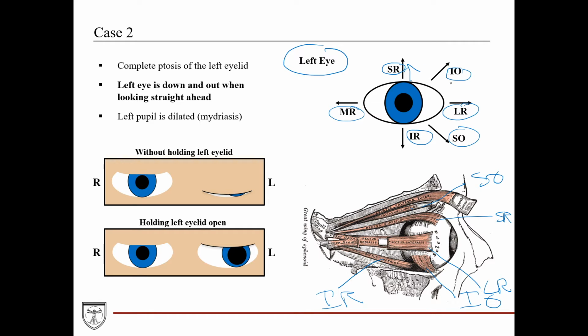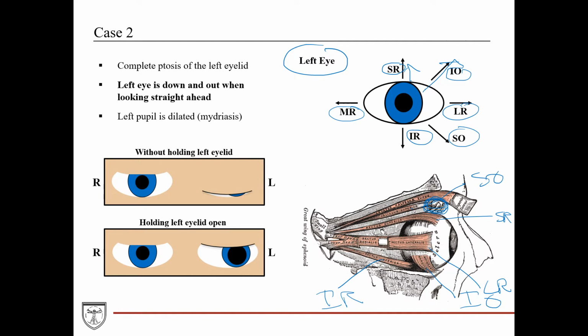Now the obliques are a little bit more tricky. Let's start with superior oblique because you can see it really nicely here. If you look at this, it's almost like a pulley system. And so it wraps around this pulley and then it turns, and then it's actually going to turn the eye downwards and laterally. And then that's going to be inferior oblique.